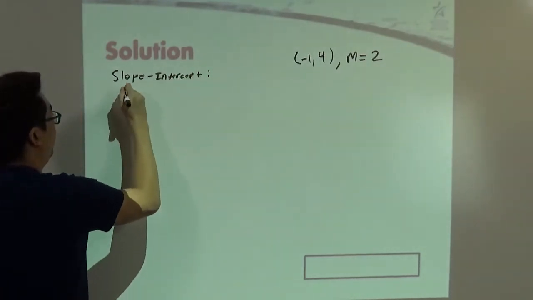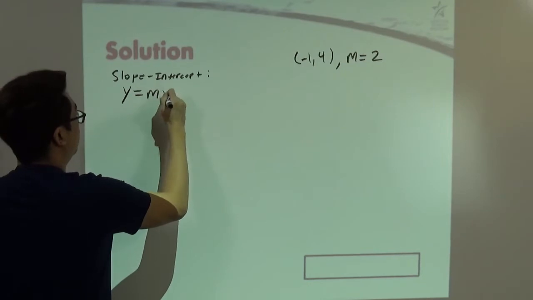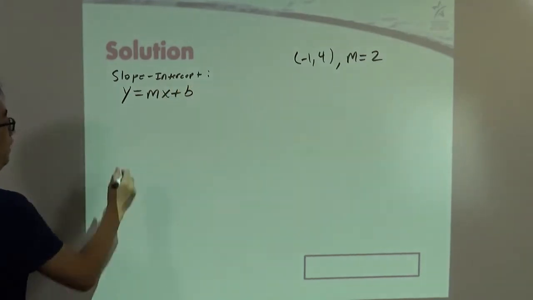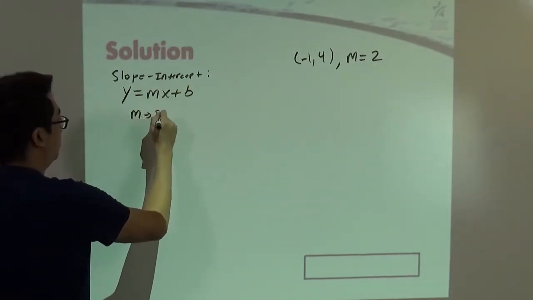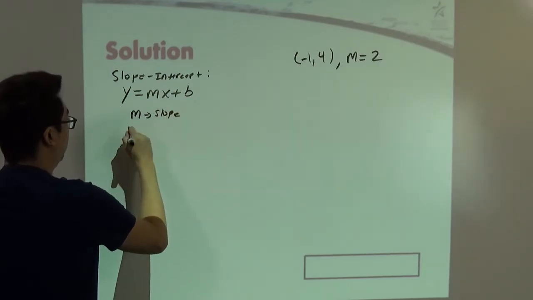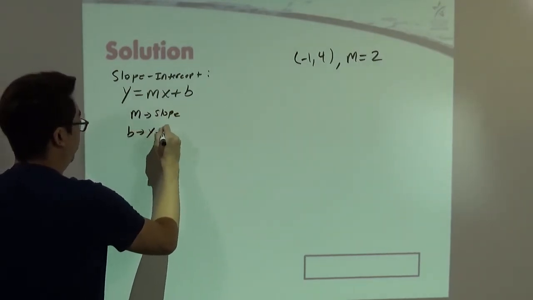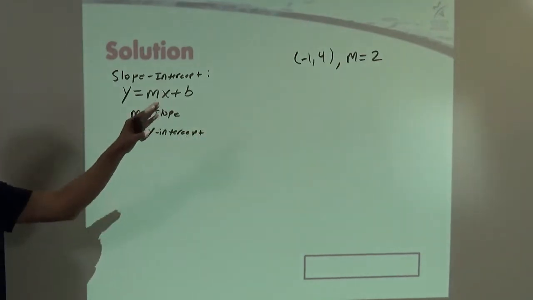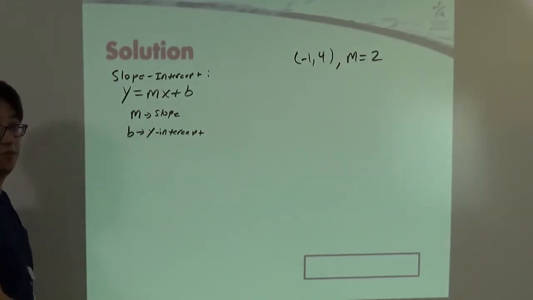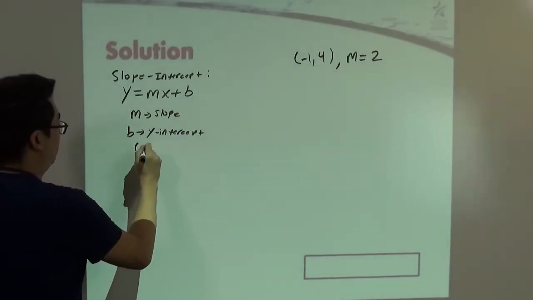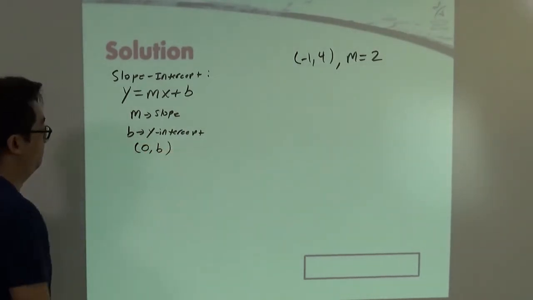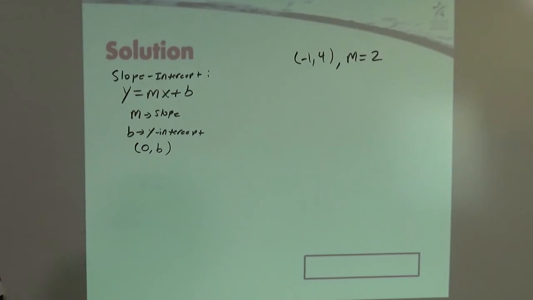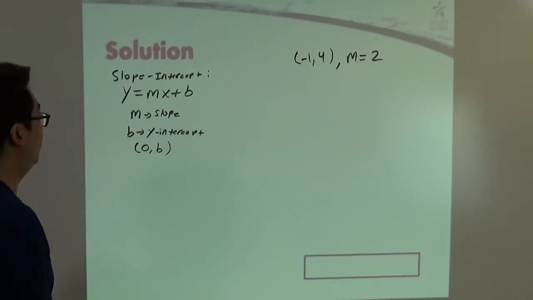That form is always y equals mx plus b, where m is called your slope, while b is your y-intercept. The y-intercept is the point where the line, your linear equation, crosses the y-axis, and that point is always represented by (0, b). Now, if we look at our point, it's not a (0, b), it's (-1, 4), so it's another point that's on our line.